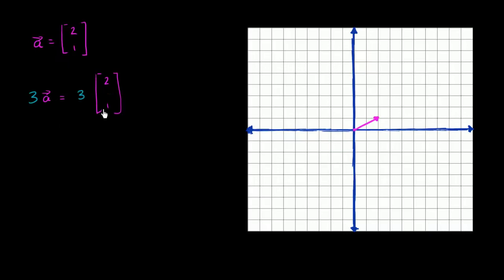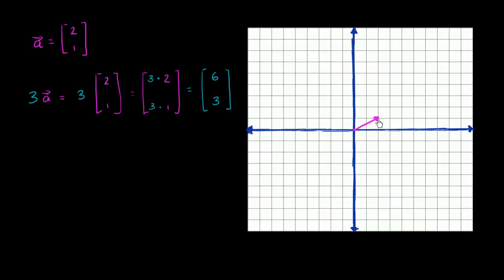But how would we define multiplying 3 times this vector right over here? Well, one reasonable thing that might jump out at you is, why don't we just multiply the 3 times each of these components? So we have 2 and 1, and we're going to multiply each of these times 3. So 3 times 2 and 3 times 1, and then the resulting vector is still going to be a two-dimensional vector, and it's going to be the two-dimensional vector 6, 3. Now, I encourage you to get some graph paper out and actually plot this vector and think about how it relates to this vector right over here.